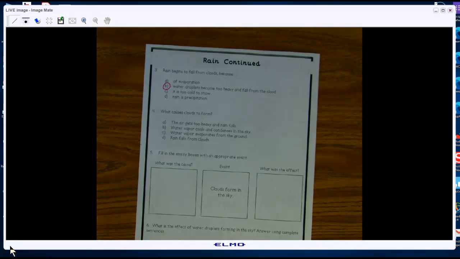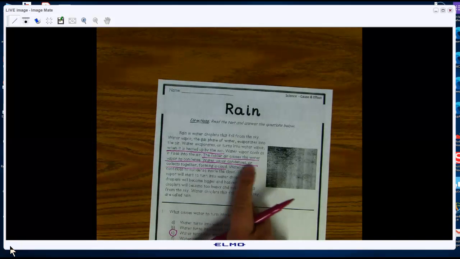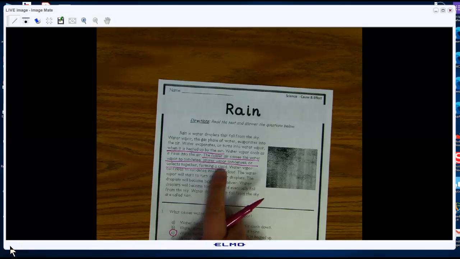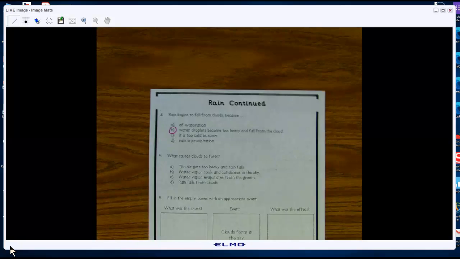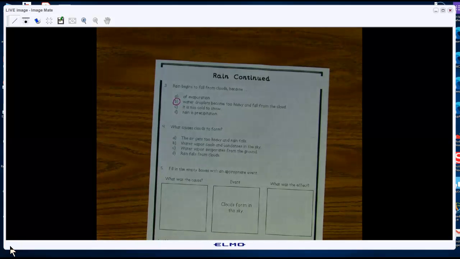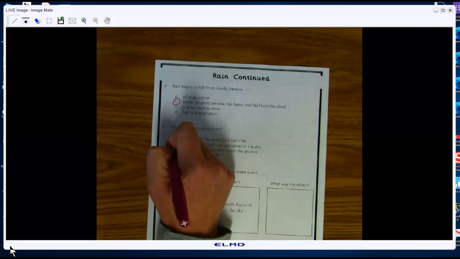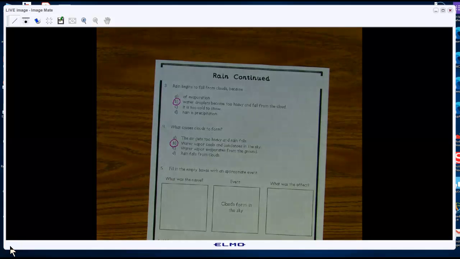So find that in your answer. Which one says the water vapor cools and condenses? We underline water vapor condenses or collects together, forming a cloud. Which letter is it? A, B, C, or D? What do you think, Gracie? B. That's exactly what my evidence showed. Water vapor cools and condenses in the sky.